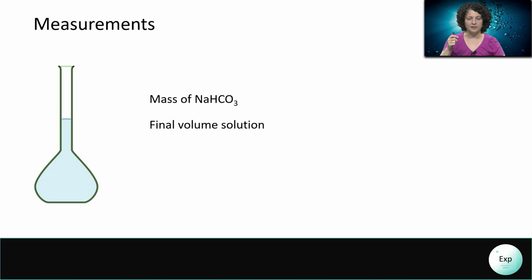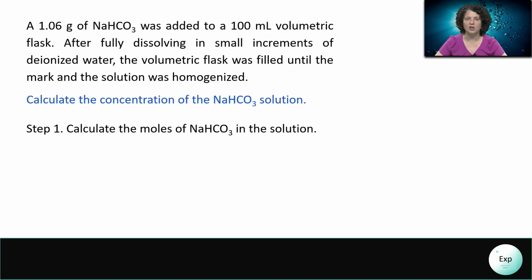You add the cap of the volumetric flask and you gently tilt it side to side a couple times until the solution becomes homogeneous. If you follow this process, you will have a homogeneous solution with all the sodium bicarbonate fully dissolved. Now, in order to determine the concentration of the thus prepared sodium bicarbonate solution, all you need to know is the mass of the sodium bicarbonate, which in step 1 gets converted to moles.